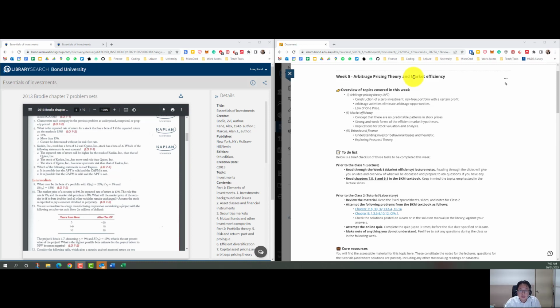Okay, so this week's tutorial has a lot of theoretical components as well, just like the lecture notes. So sit back and try to understand the concepts behind arbitrage pricing theory and market efficiency, and we will cover a little bit, hopefully, of behavioral finance. Okay, so we're going to look through class 2, chapter 7 and chapter 8.